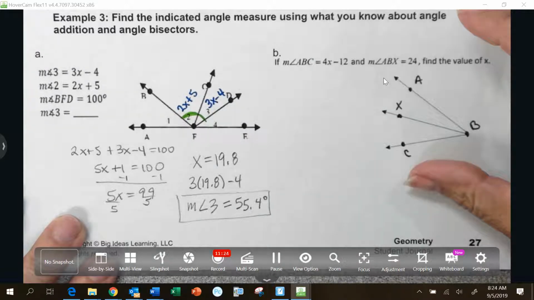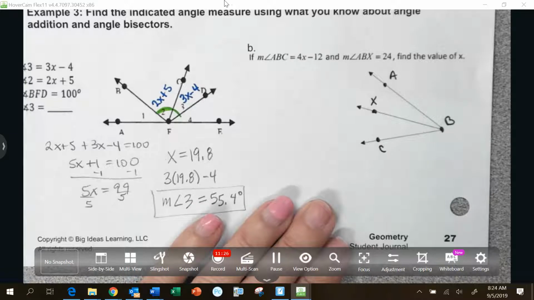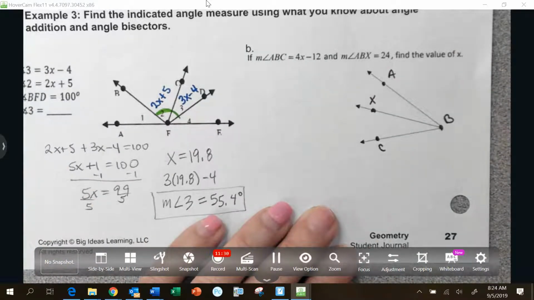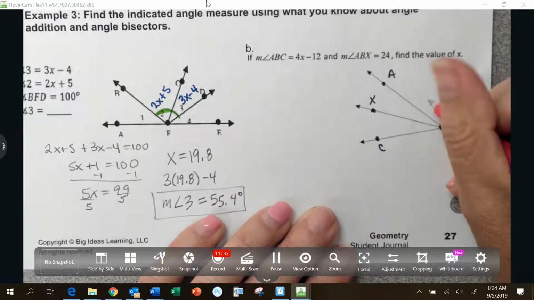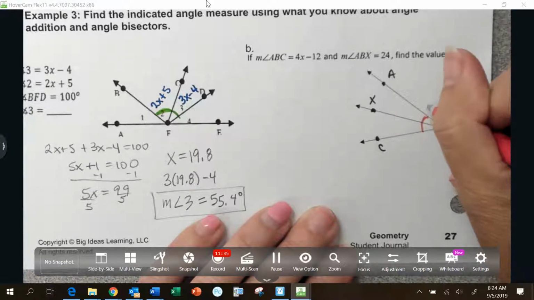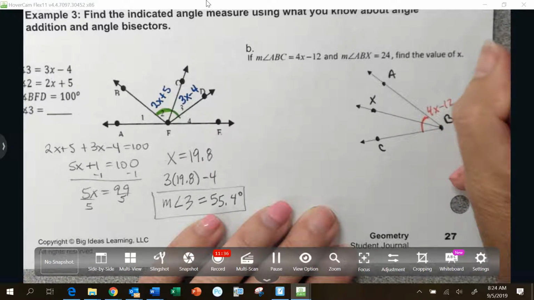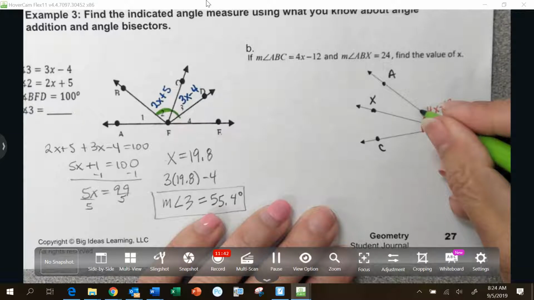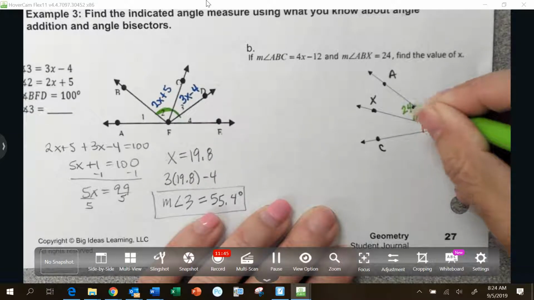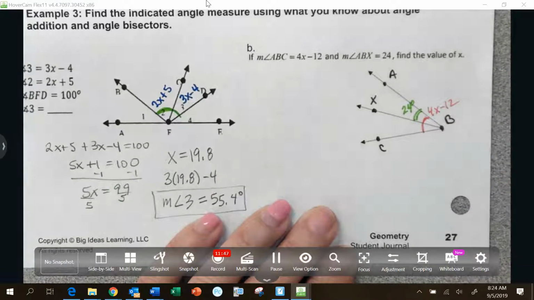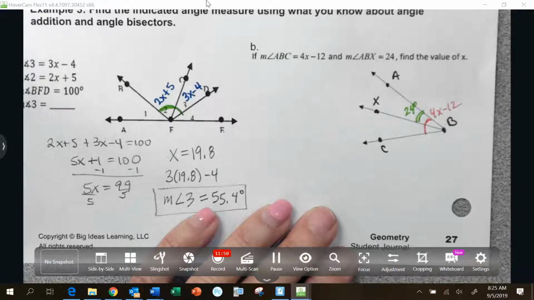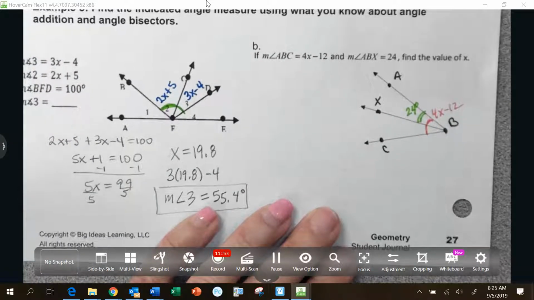Okay, next one. If measure of angle ABC is 4x minus 12. ABC, that's the whole thing, the big one. And ABX is 24. ABX, this one right here, is 24. I'm assuming degrees. If it's a bisector, would the other angle XBC also be 24? Or do we not know that?